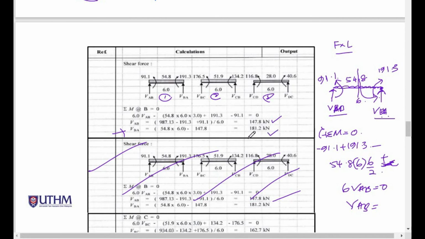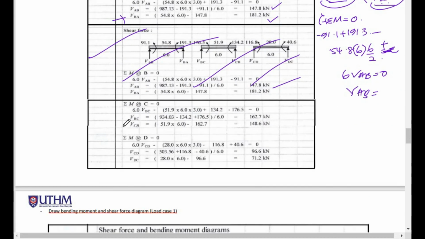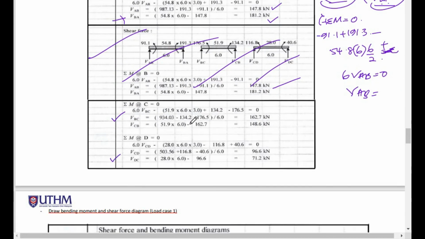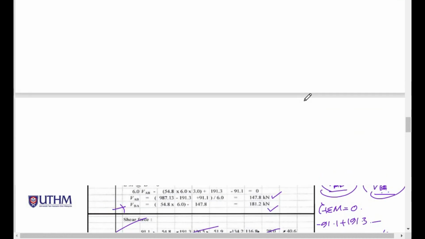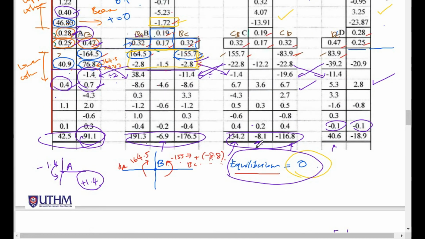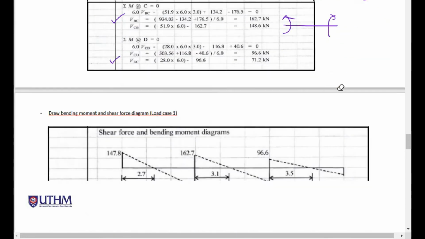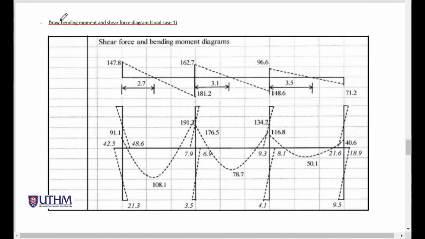So that is why it is important to know how to calculate the support reaction. It is very important. Okay, so this is span number 1, and this is span number 2, this is span number 3. So you read its moment. This moment is taken from the moment distribution method. And finally, this is the bending moment diagram and also the shear force diagram.